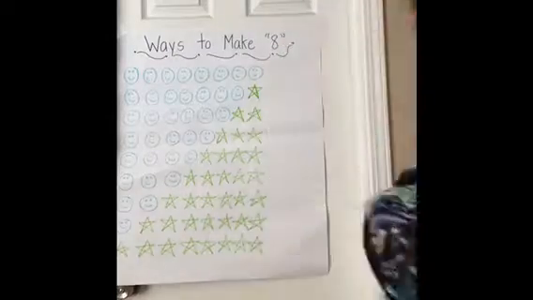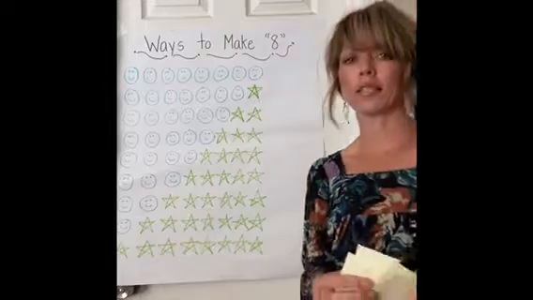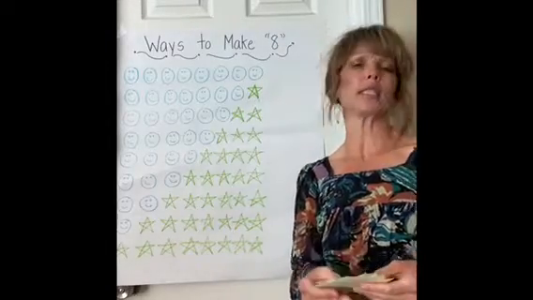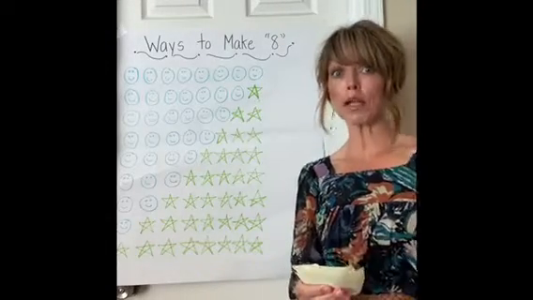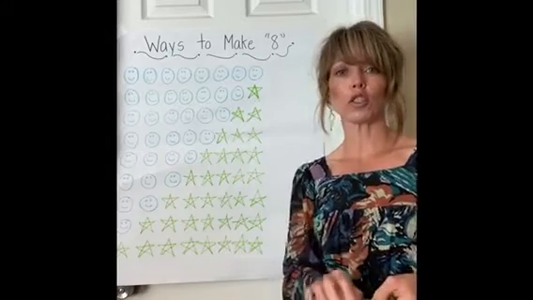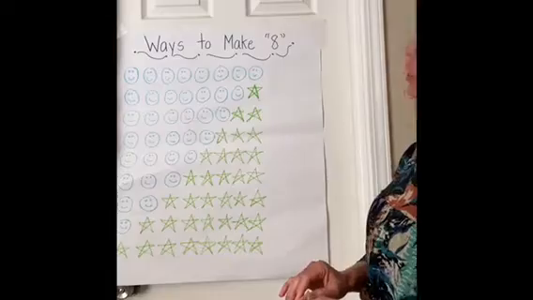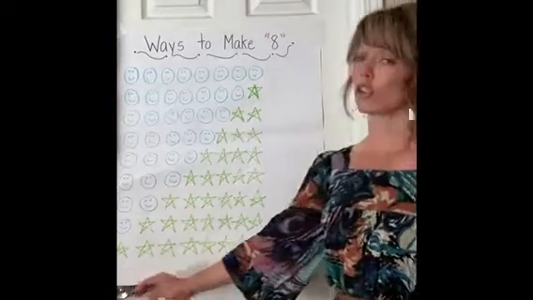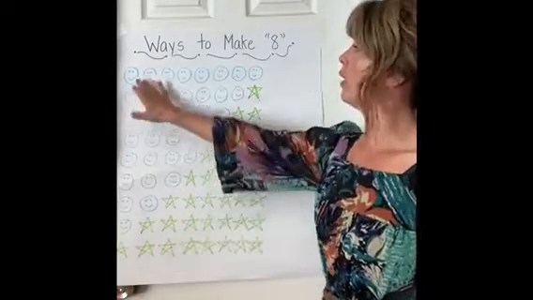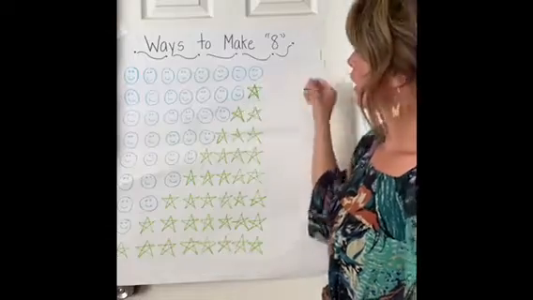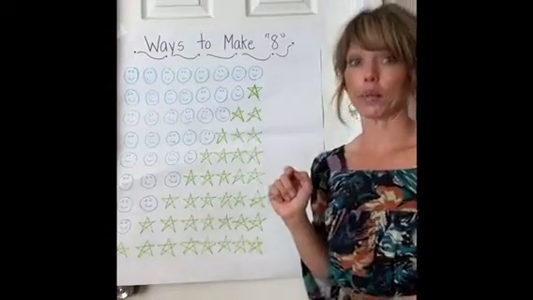We are going to do the same thing we did in yesterday's lesson, and today we are going to play a little game called Match the Number Bond to the Picture. I'm going to show you a number bond, and we are going to determine which picture it matches. As you can see, it is our chart from yesterday. We have our happy faces and stars and all the different ways that we can make the number 8.